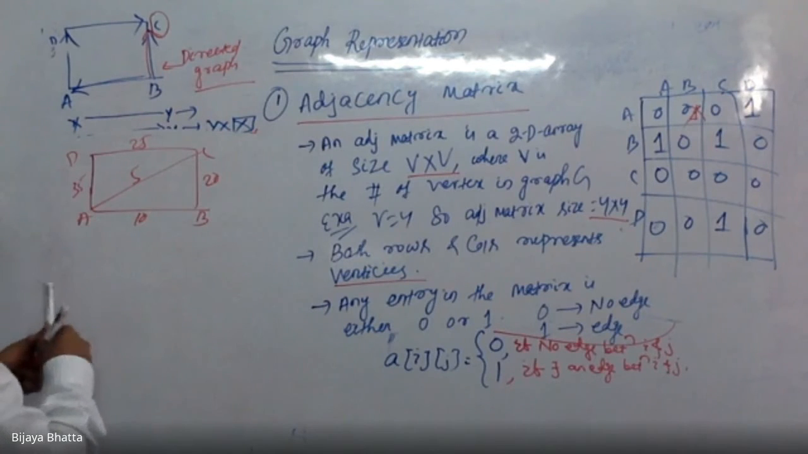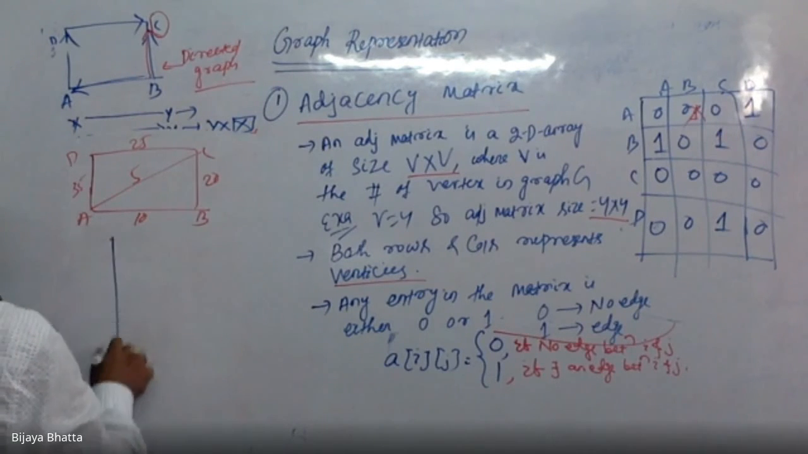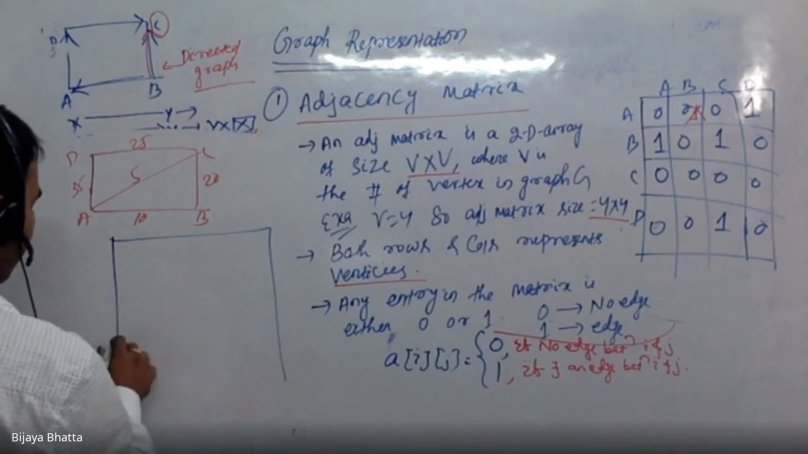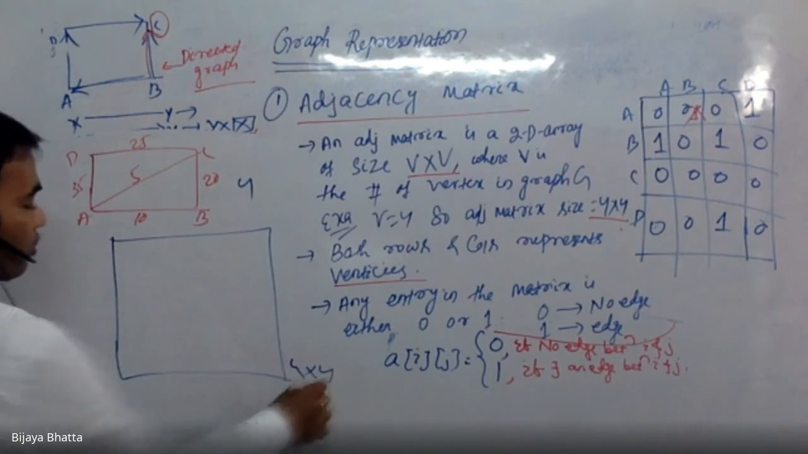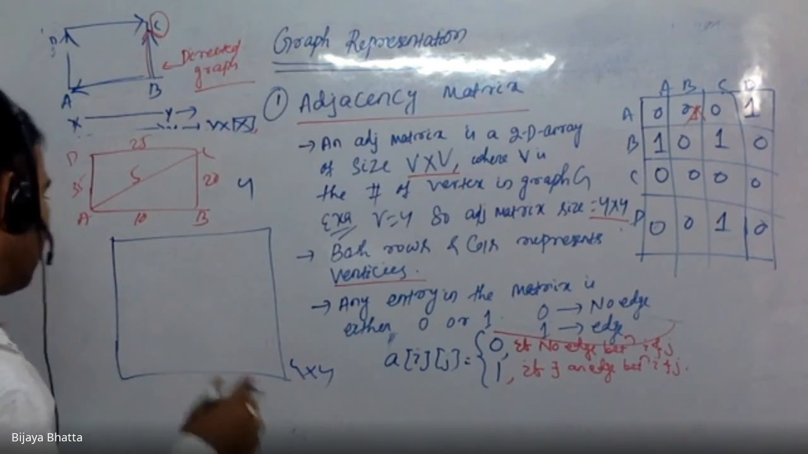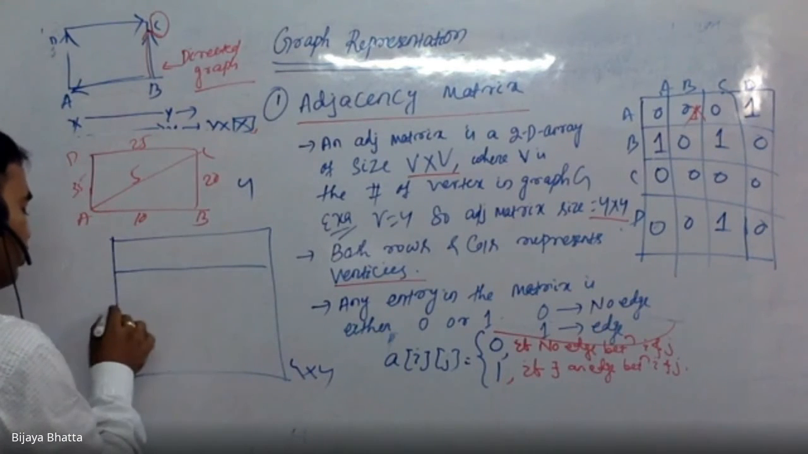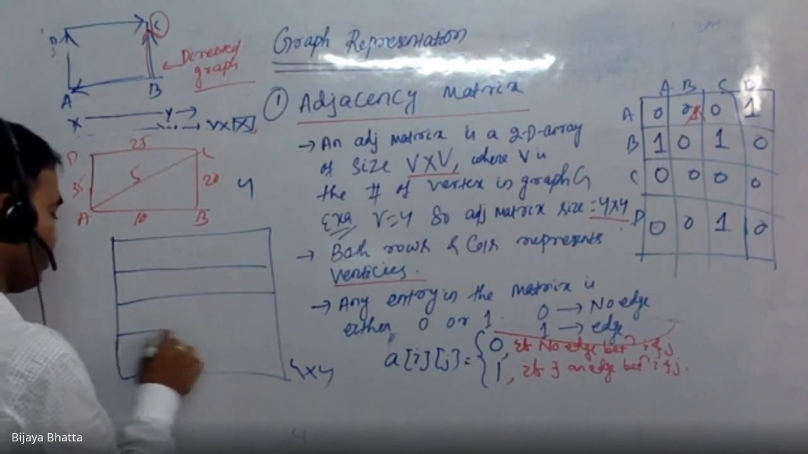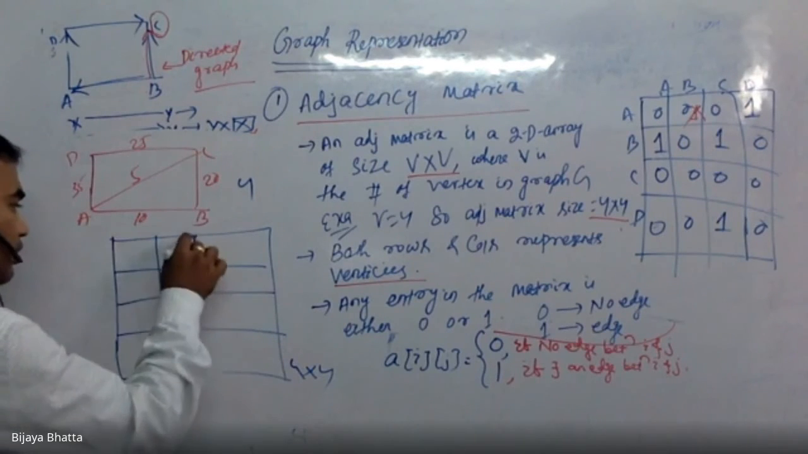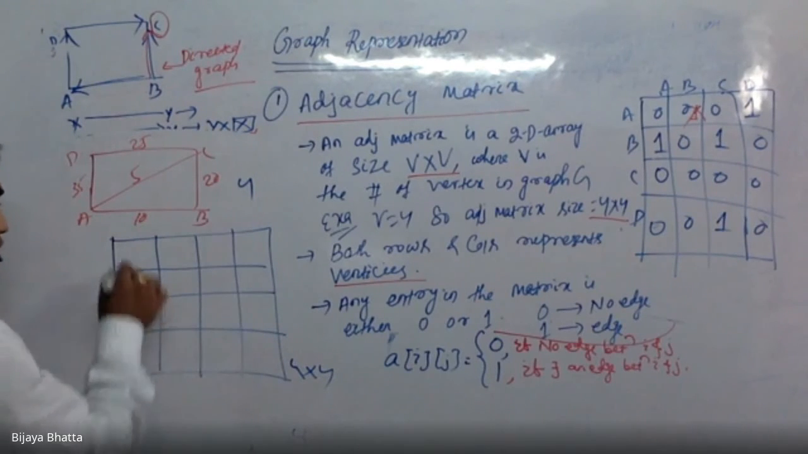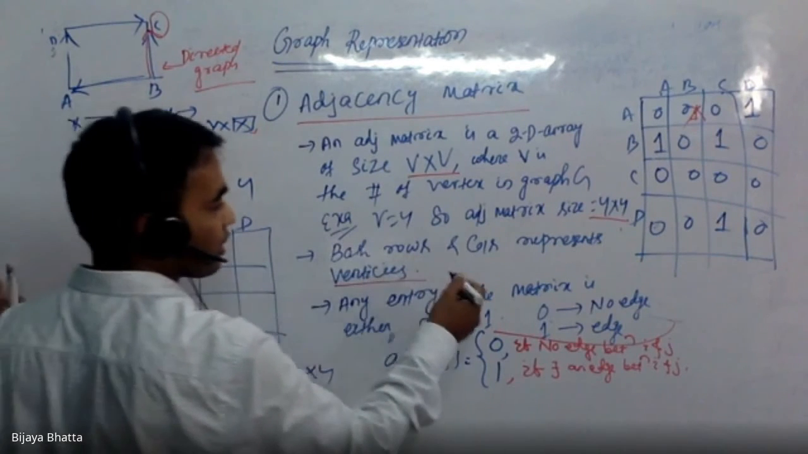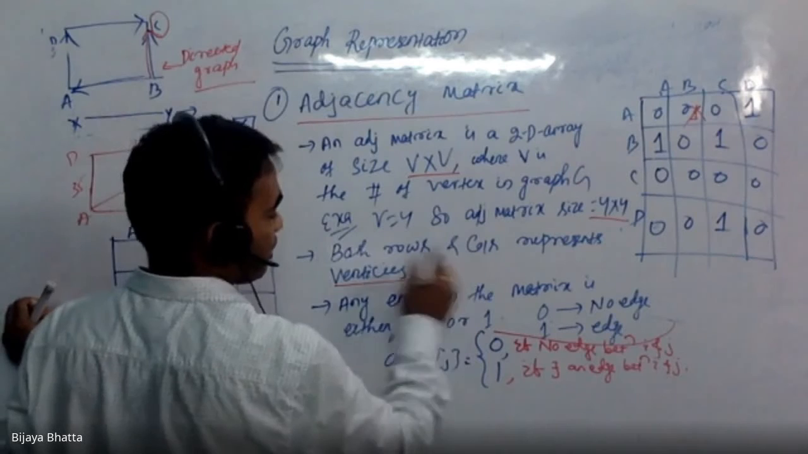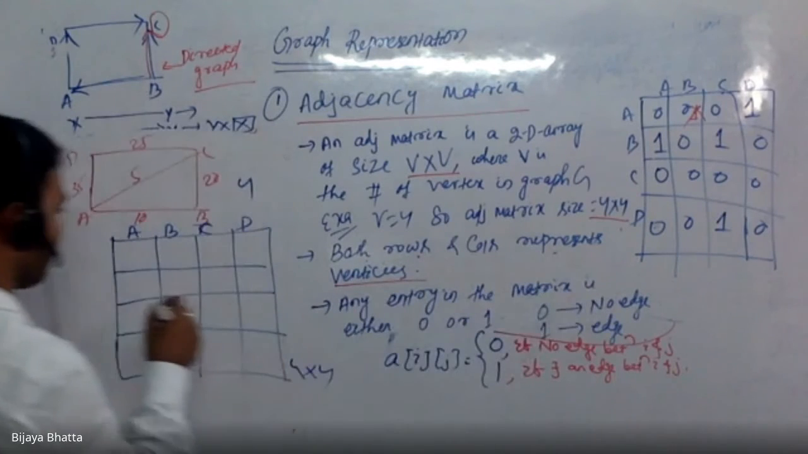Then how will the adjacency matrix be represented? Since there are four vertices, this is going to be 4 cross 4. There is no change, so let me draw it as 4 cross 4. Again, both rows and columns represent the vertices A, B, C, D, because the definition says so.